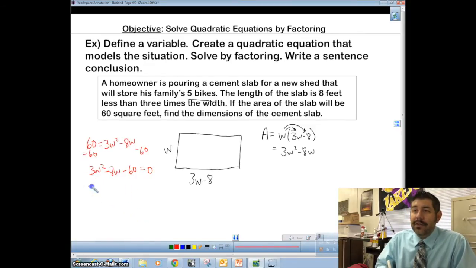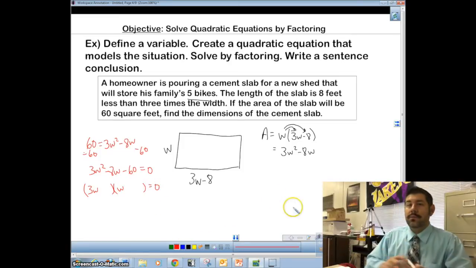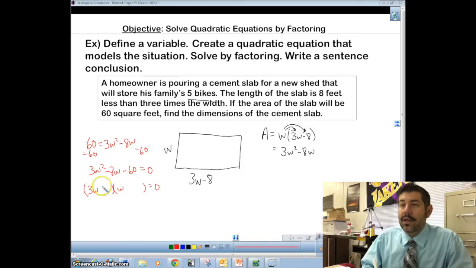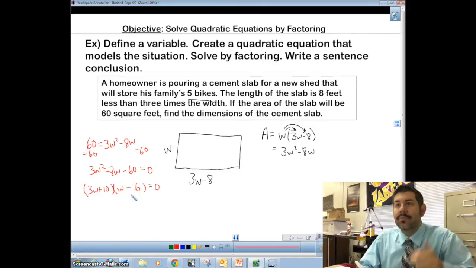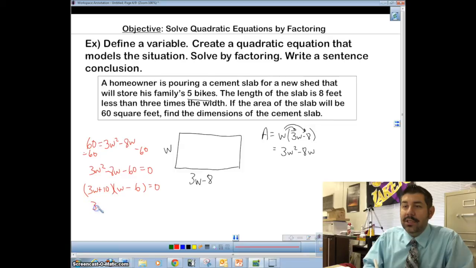All right, so then we're going to factor that. Then we get 3w plus 10 and w minus 6. If we FOIL that out, we get 3w squared minus 8w minus 60. Then we take each of these and set it equal to 0. We solve for w. I subtract 10 and then divide by 3, so w is negative 10 over 3. And here I add 6, so w equals 6.